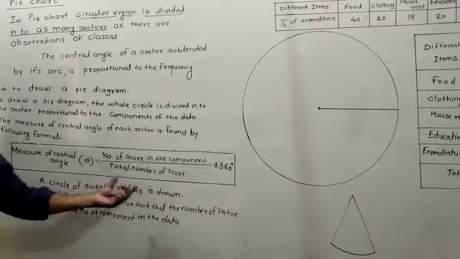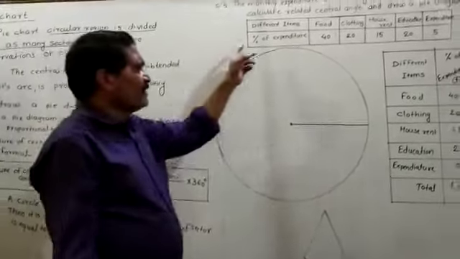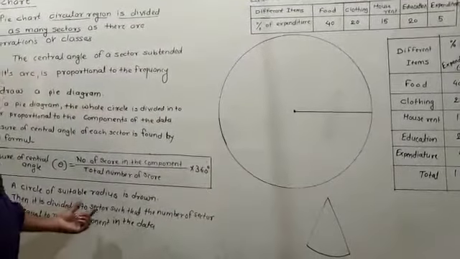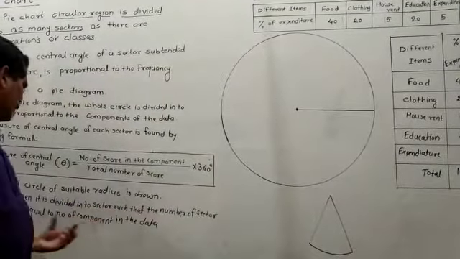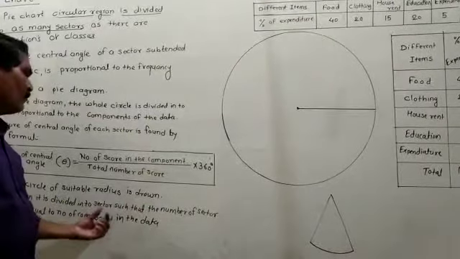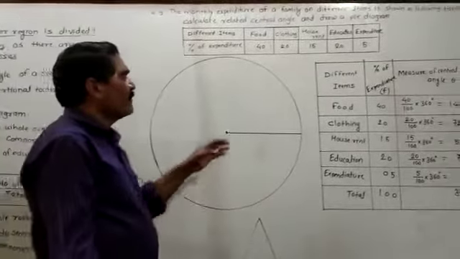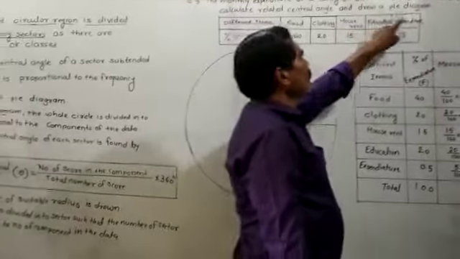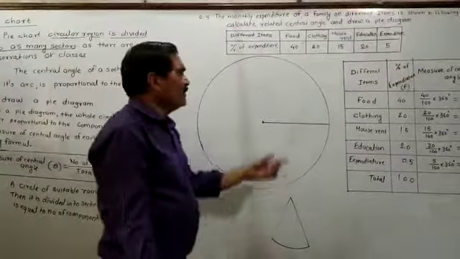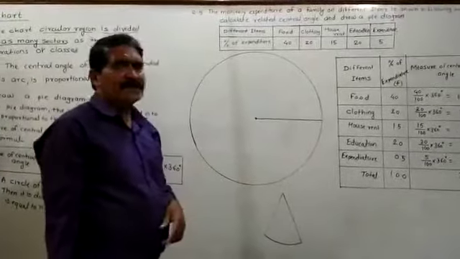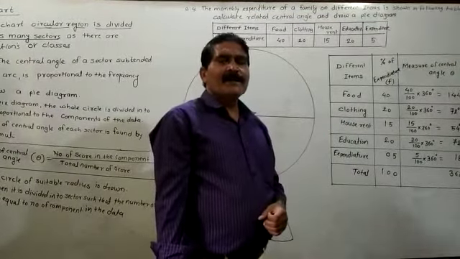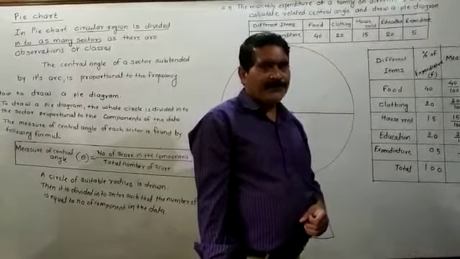The next step is that a circle of suitable radius is drawn. Means you have to draw the circle with a suitable radius, and after that it is divided into sectors such that the number of sectors is equal to the number of components in the data. How many components are there? 1, 2, 3, 4, 5 components are there. So you have to divide this circle into 5 sectors by utilizing the central angle, and step by step I will tell how you have to draw the pie chart.